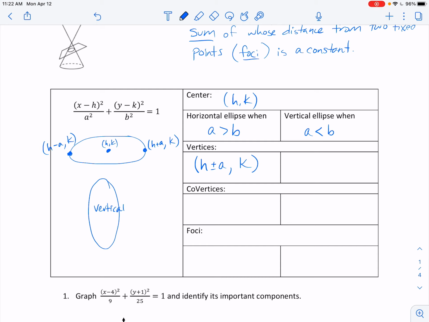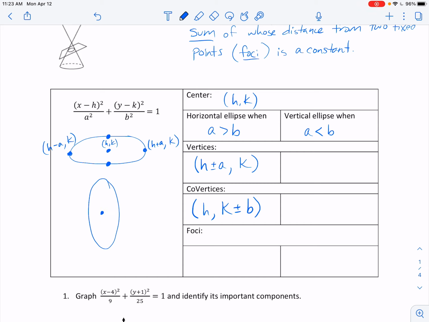So for this point, these are our co-vertices. Our x value has stayed the same, but now our y value, we have to add and subtract b. Okay? Let's do the vertical one at the same time as when we look at this one.